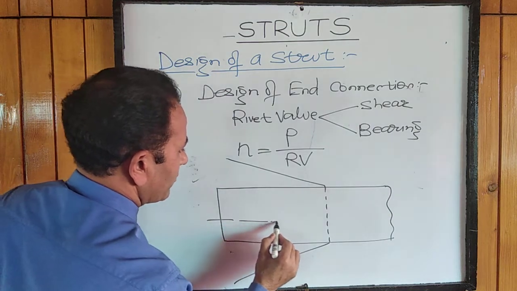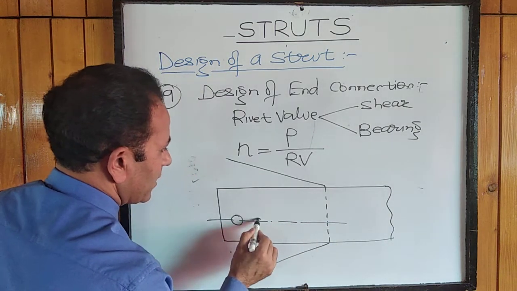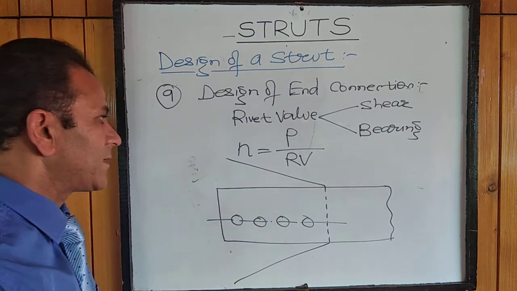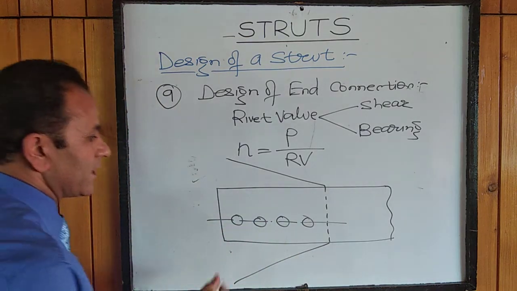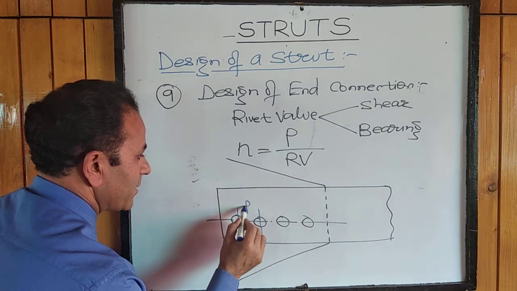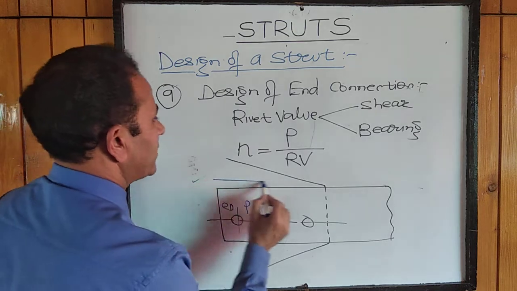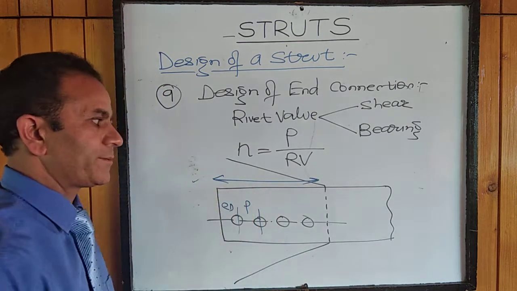We'll find out how many rivets we are providing. Depending upon how many members we are connecting, we'll provide the rivets accordingly: the number of rivets, their center to center distance (pitch), their edge distance, and the lap distance, the overlap.